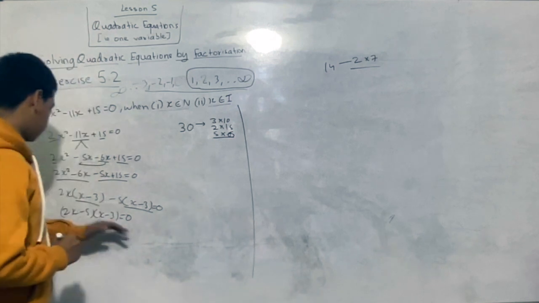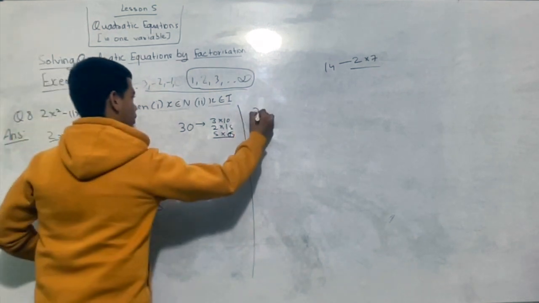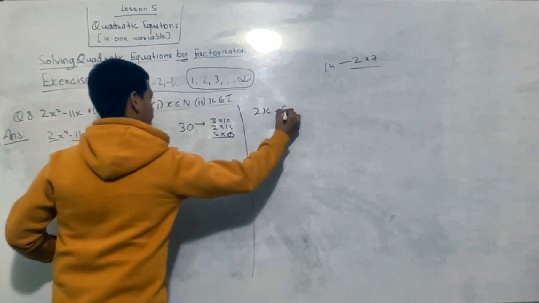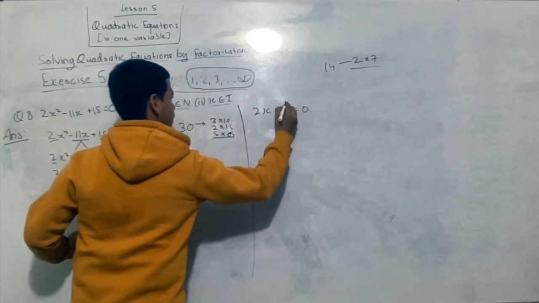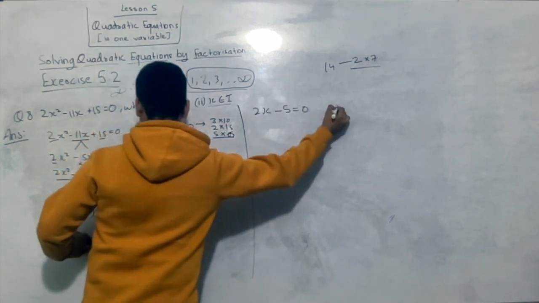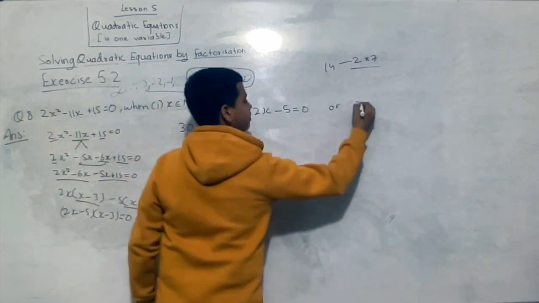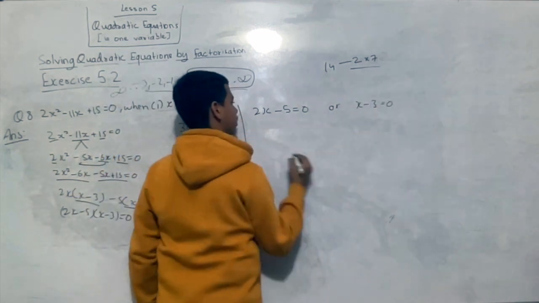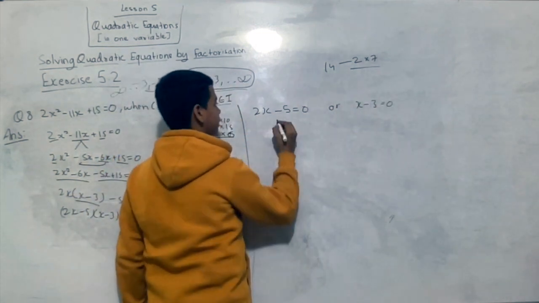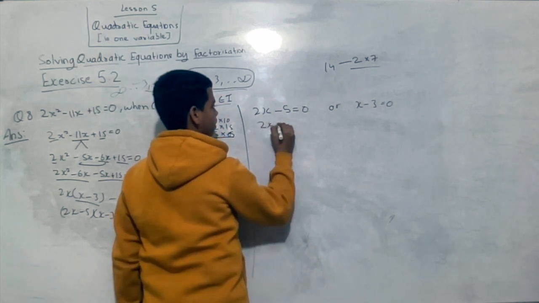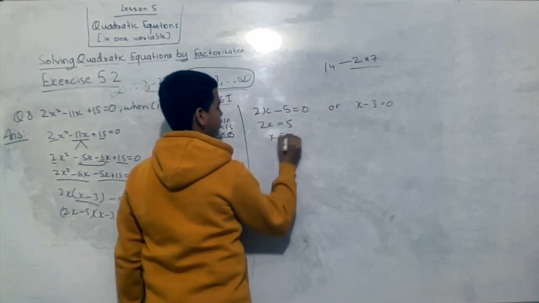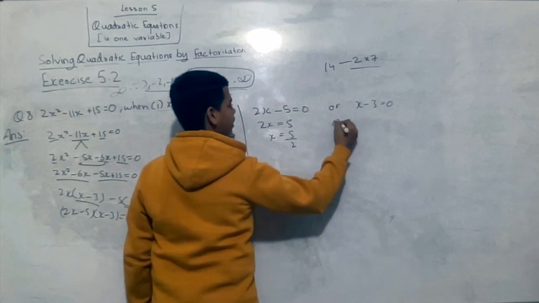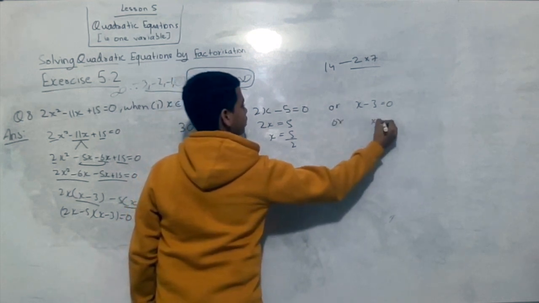Now we can use the zero product rule here. So either 2x minus 5 is equals to 0, or x minus 3 is equals to 0. So when we solve this simultaneously, what we get is 2x is equals to 5, x is equals to 5 by 2, and here we get x is equals to 3.